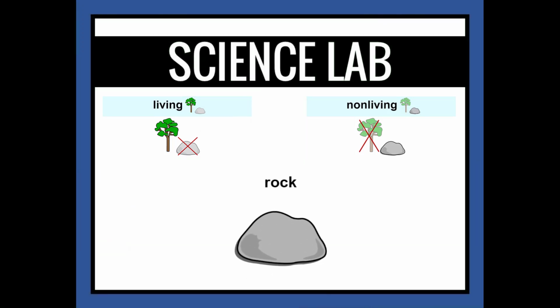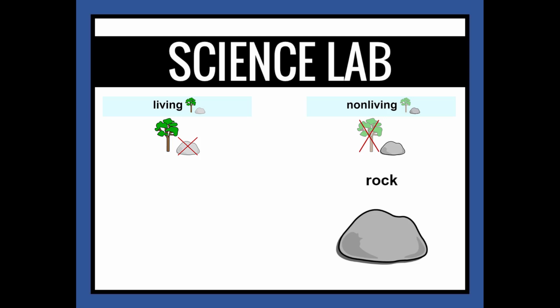Our next item is a rock. Is a rock a living thing or a non-living thing? A rock is a non-living thing. It does not breathe, eat, grow, move by itself, or reproduce.